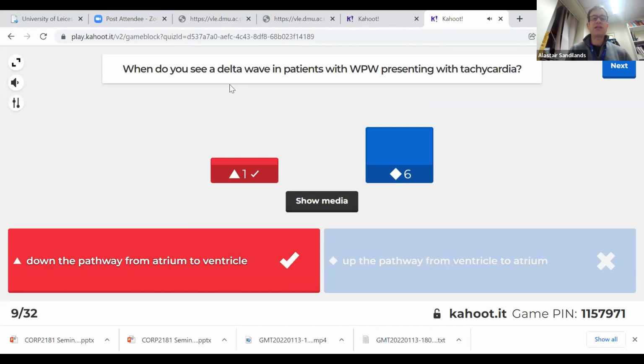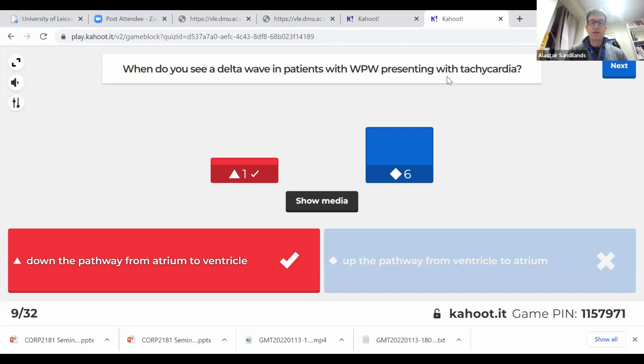So remember, you only see a delta wave when it goes down the pathway from the atrium to the ventricles. Any rhythm, it could be atrial fibrillation, atrial flutter, or a broad complex tachycardia, but by virtue of going down the pathway from the atrium to the ventricle, you will see the delta wave.